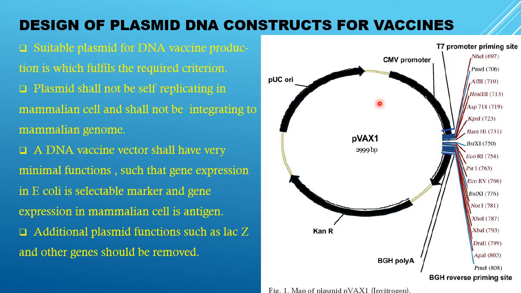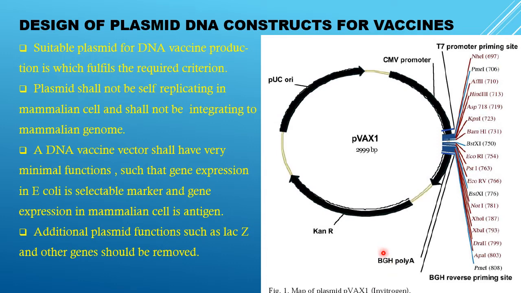So the combination of CMV, the cytomegalovirus promoter, and bovine growth hormone (BGH), which is the poly A terminator, we add in this particular plasmid. It provides a high level of transcription. If we add a mammalian promoter like the CMV promoter and the BGH poly A terminator, then this plasmid exhibits a high level of transcription.